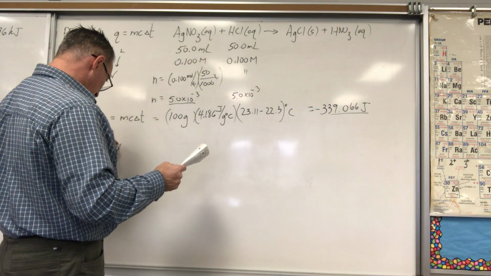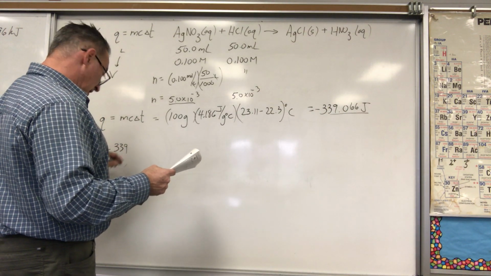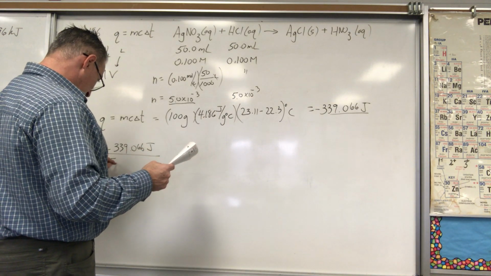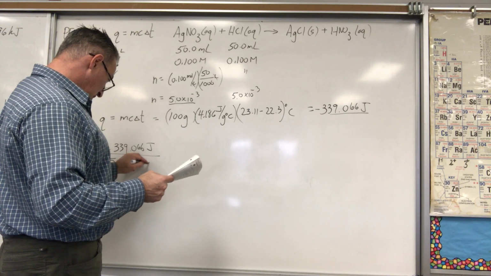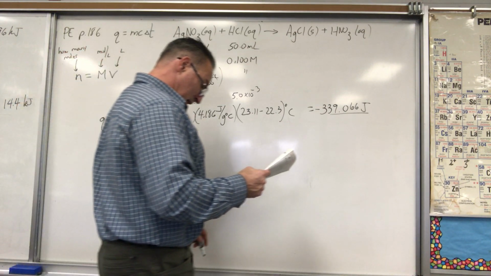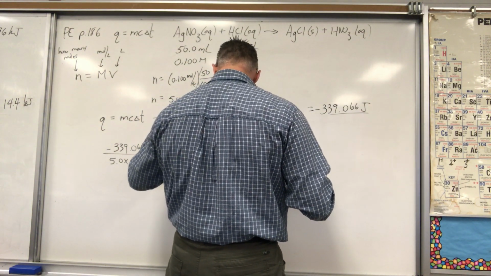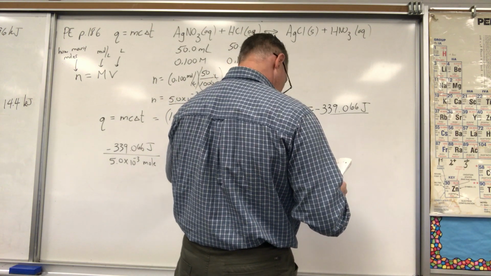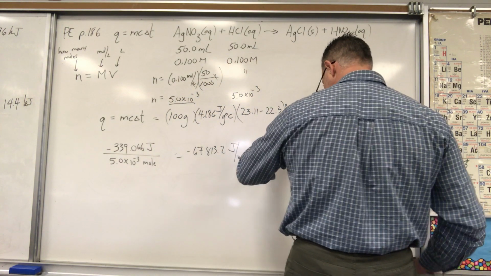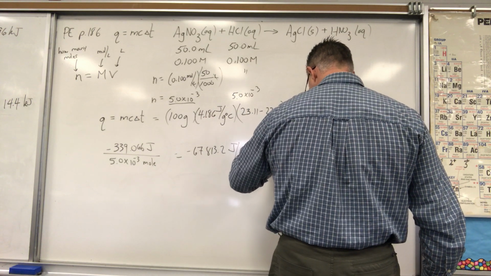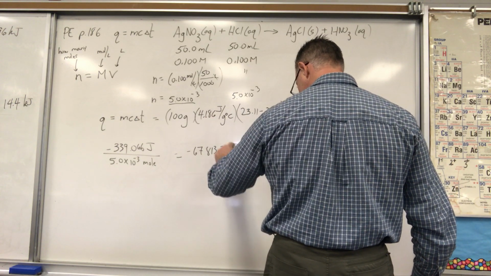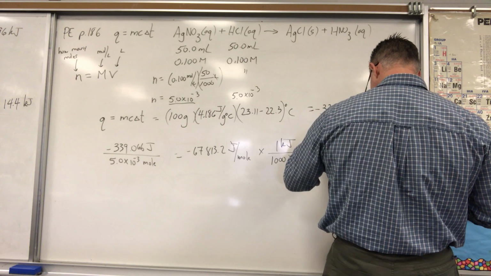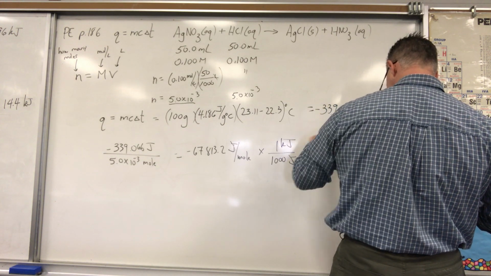So negative 339.066 joules per 5.0 times 10 to the minus 3 moles of substance gives you negative 67,813.2 joules per mole. And let's put it into kilojoules. So we're going to say 1 kilojoule per 1,000 joules. That allows you to cancel joules. And it comes down to negative 678 kilojoules. You're only allowed 3 sig figs, so I did that for you as well.